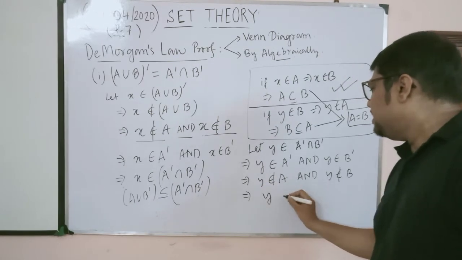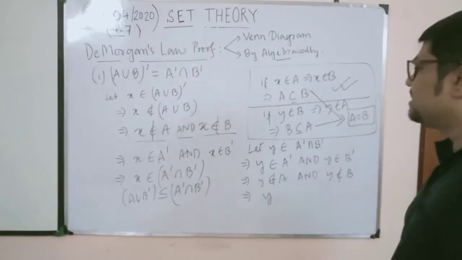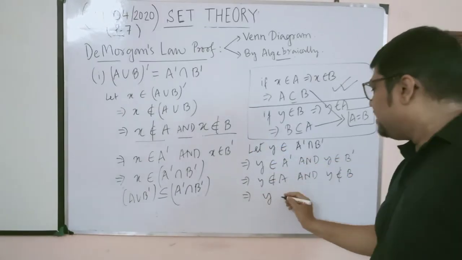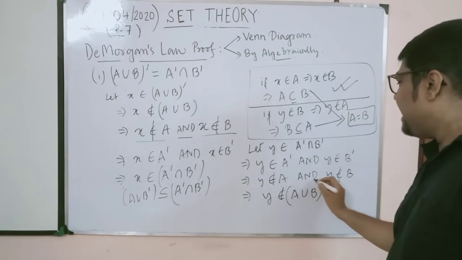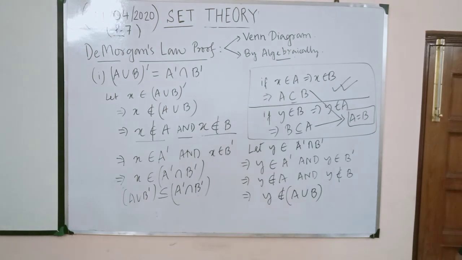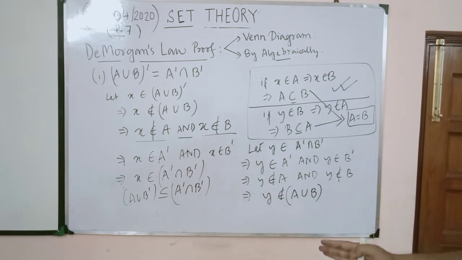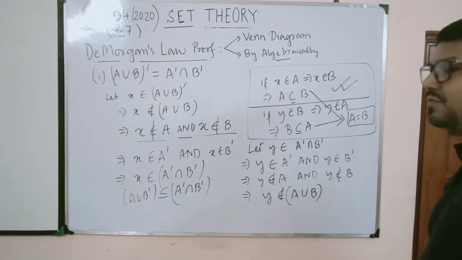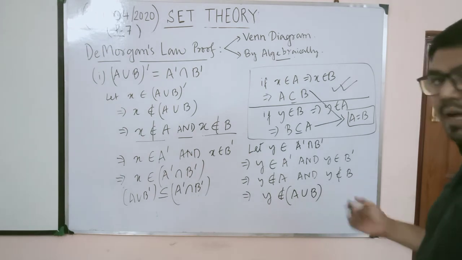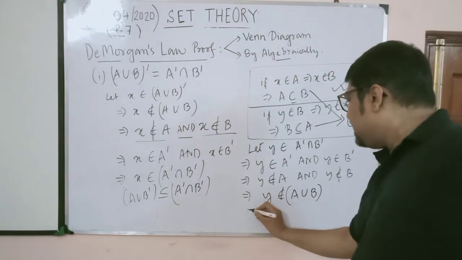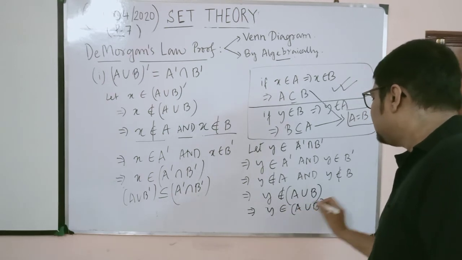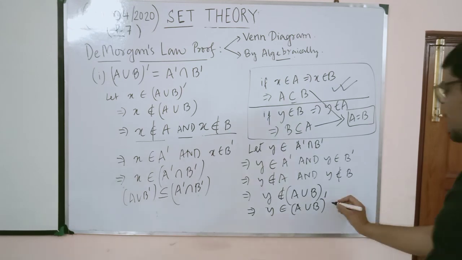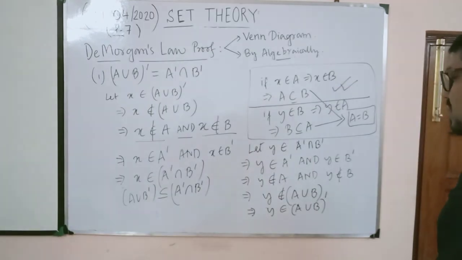So that means here Y does not belong to A and Y does not belong to B. We are in this step. That means Y does not belong to A ∪ B. Look, here AND is again converted to union. Generally this does not happen, AND is converted to intersection. But here this is a special kind of thing where we are denoting the complement. The last step will be, therefore, Y belongs to (A ∪ B)'.